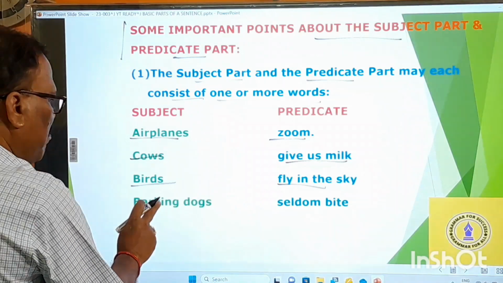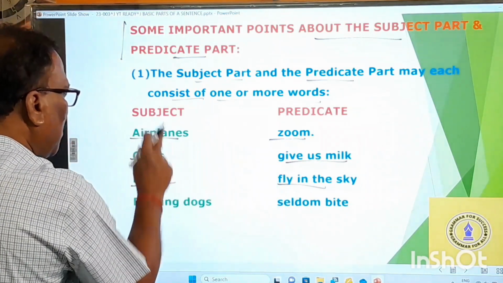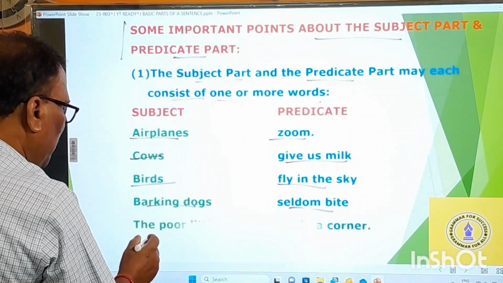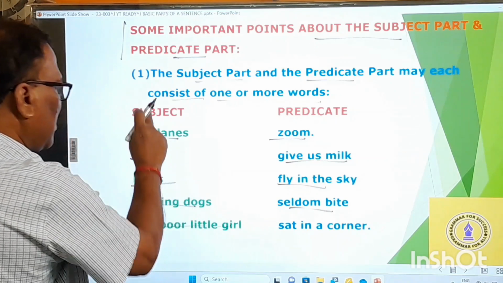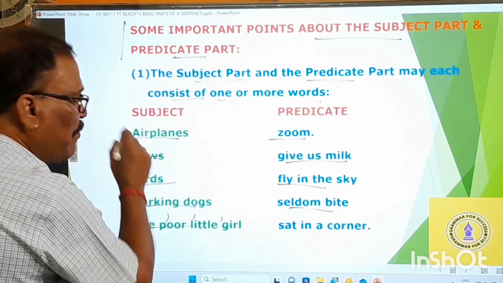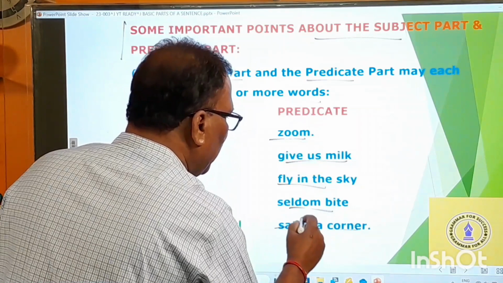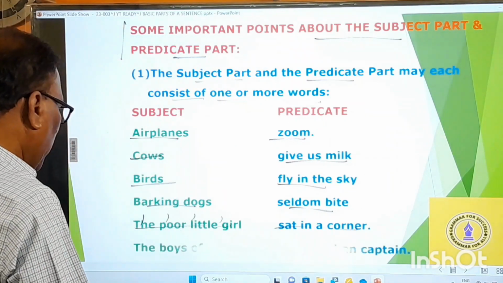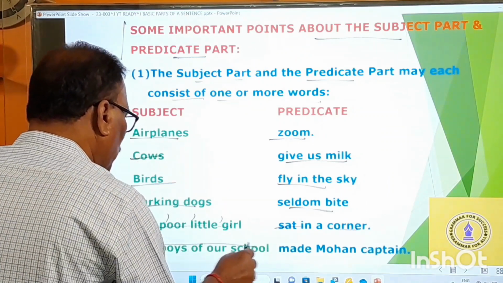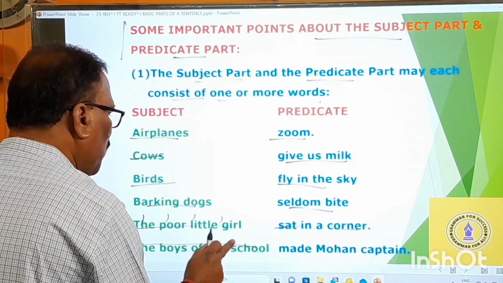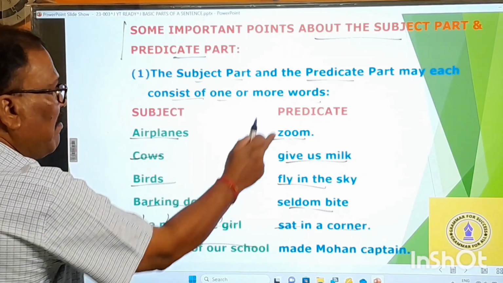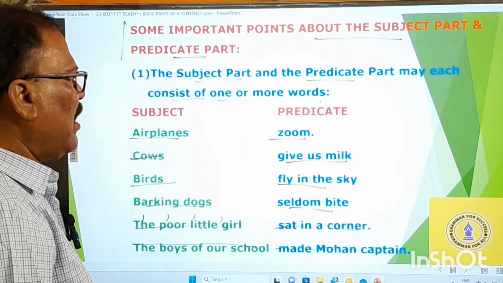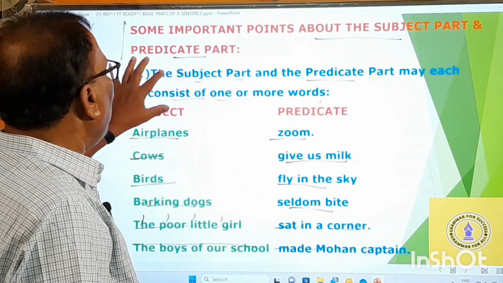You can watch it. Barking dogs seldom bite. So now the subject part has two words and the predicate part has two words. And here one more example. The poor little girl sat in a corner. See, the subject part has one, two, three, four words, and the predicate part has four words. And one more example. The boys of our school made Mohan captain. Five words are there in the subject part, whereas in the predicate part there are three words.